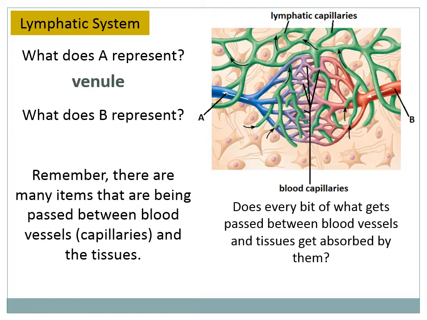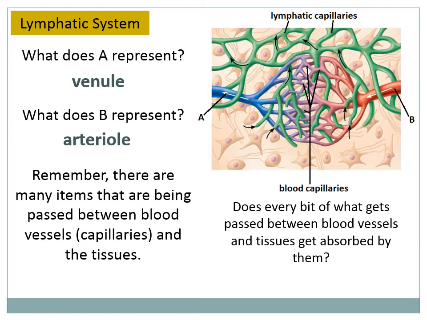That's representing a venule, right? A tiny vein. That's what comes after a capillary, right? So capillary, venule. So what does B represent? Yeah, B represents an arteriole, a tiny artery. So, right, those are things that we recall from last chapter.